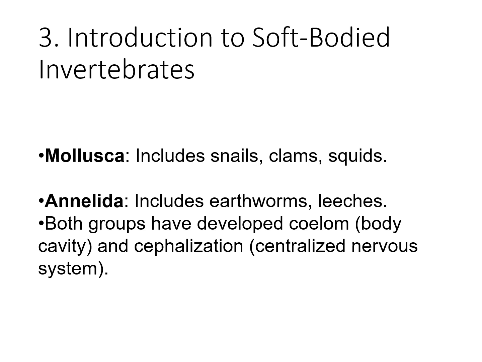Now let's turn to a new group, soft-bodied invertebrates. This category includes two major phyla, Mollusca and Annelida. The mollusks include animals like snails, clams, and squids, while the annelids include familiar segmented worms such as earthworms and leeches.